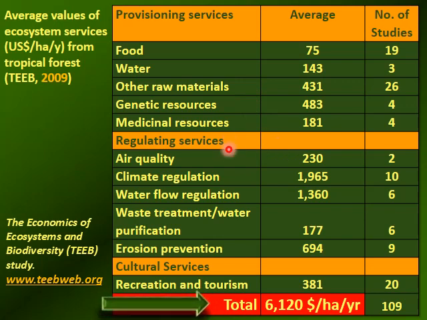You can read this at your leisure, but I want to point out the two big ones: climate regulation, sequestration of carbon, nearly $2,000 per hectare per year, and water flow regulation, the prevention of floods, $1,300 per hectare per year. Now, the problem with these studies is nobody is currently making $6,120 per hectare per year from forest restoration.